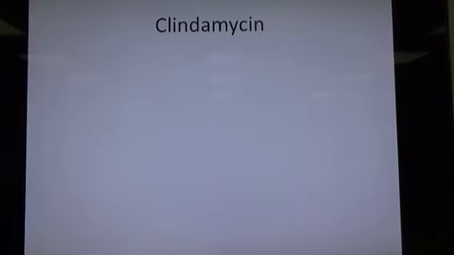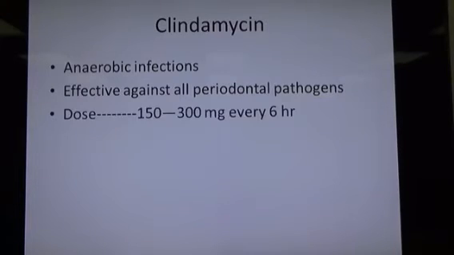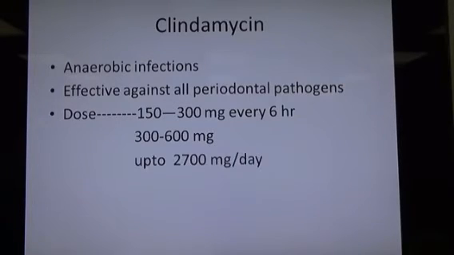Clindamycin comes under the lincosamide type of antibiotics. This is effective against anaerobic bacteria. It is effective against all periodontal pathogens. Dose for normal infections is 150 to 300 milligram every 6 hours. For severe infections, you can give 300 to 600. For antibiotic prophylaxis, 600 milligram IV single dose. The maximum dose is 2,700 milligram per day. For children, 8 to 25 milligram per kg per day.